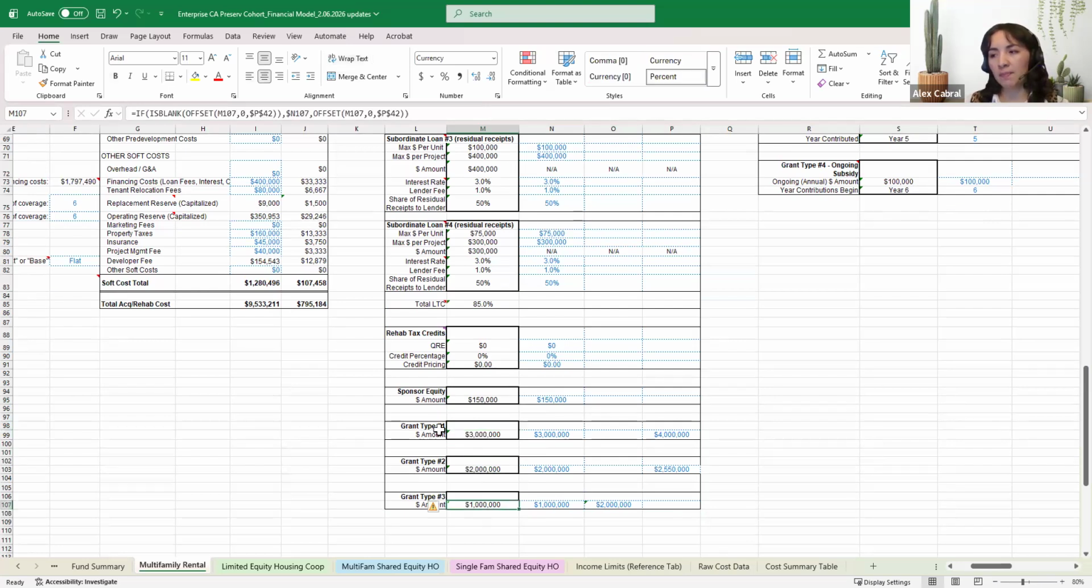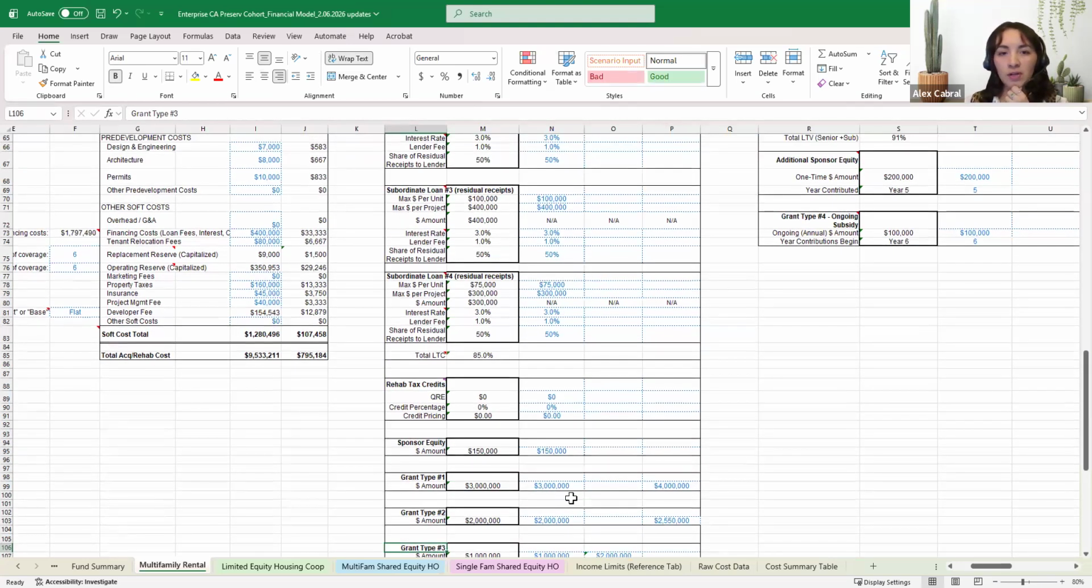You can rename them for ease, peace of mind. There's no difference between the three loans. They all do the same in the structure of this model. They all serve the same purpose.